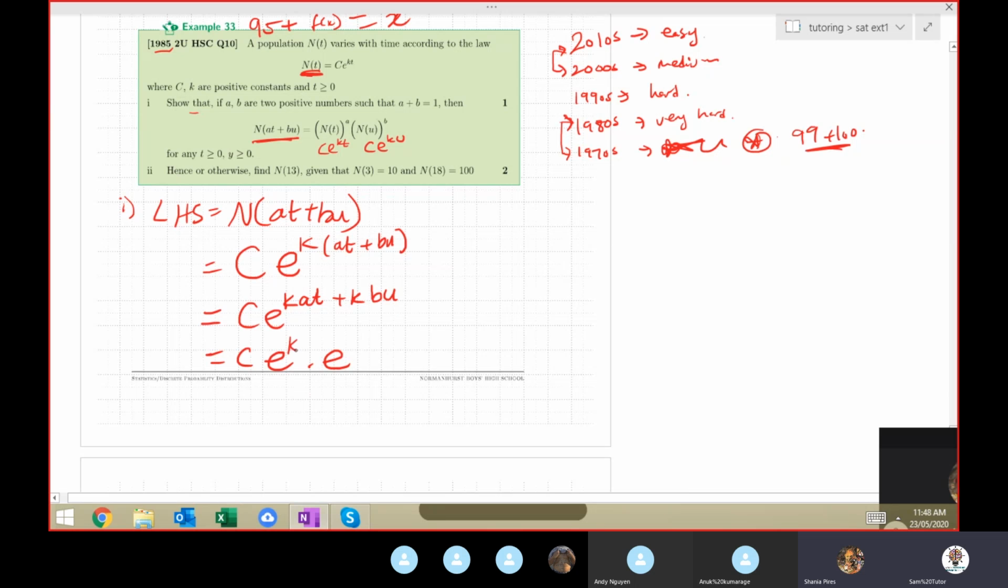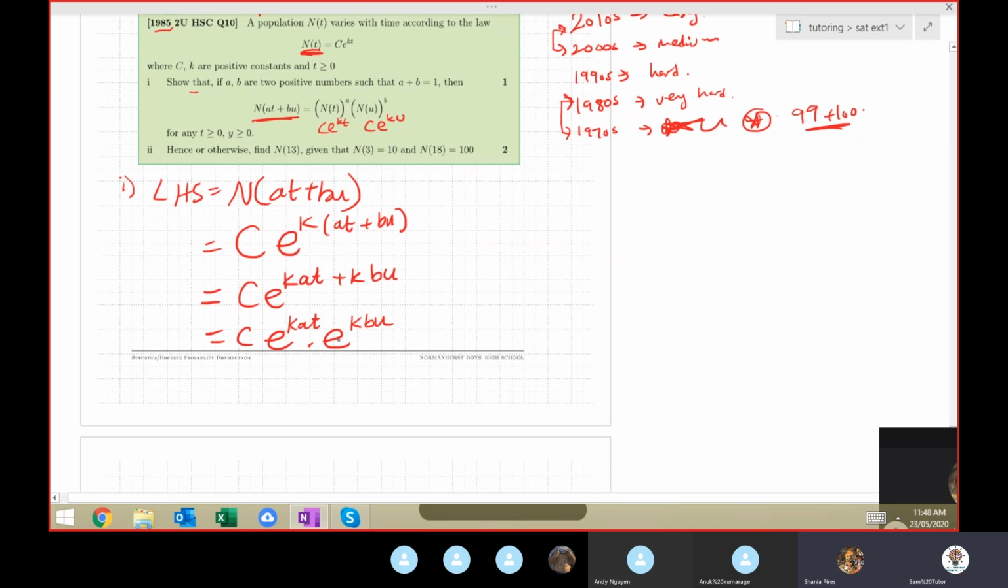KAT, yes, and then KBU. Think about it. What happens when you're multiplying your bases here? And you plus the powers, yep. See? So E to the power of KAT plus KBU is the same as E to the KAT times E to the KBU.